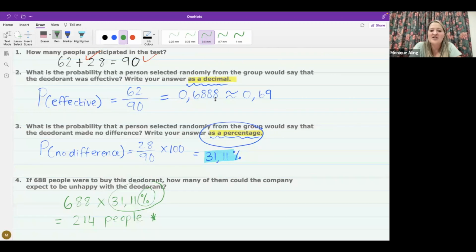Nice answers. Any questions, guys? We feeling good still? Feeling confident with probability?